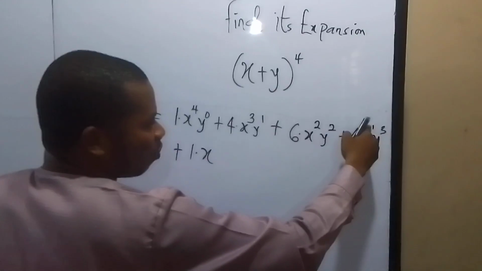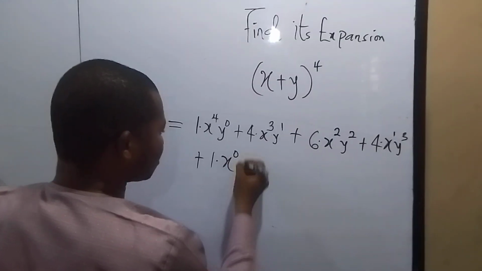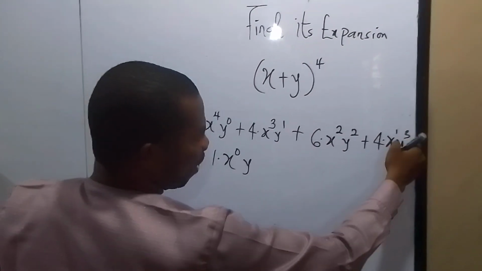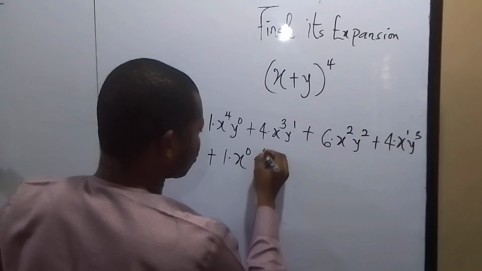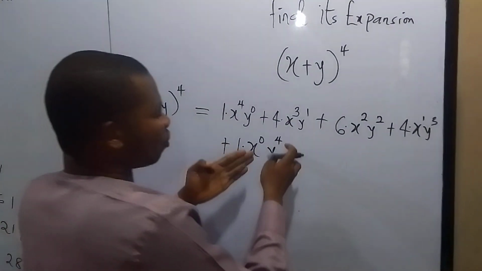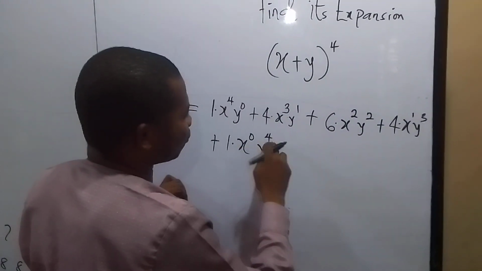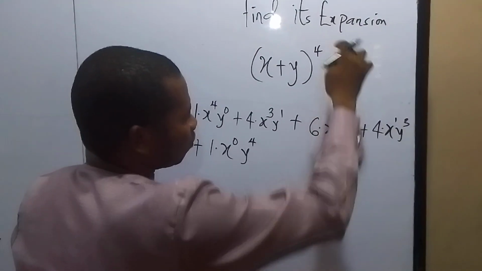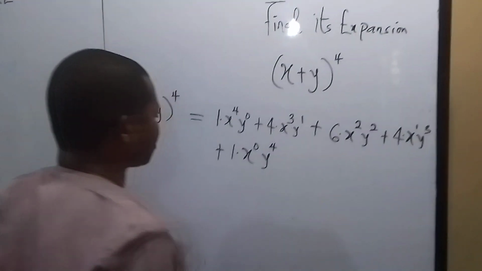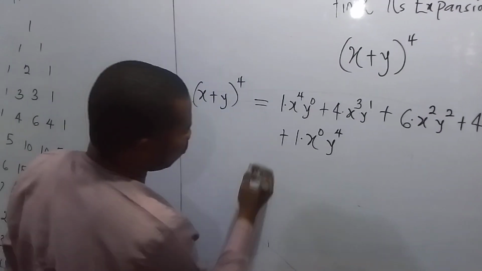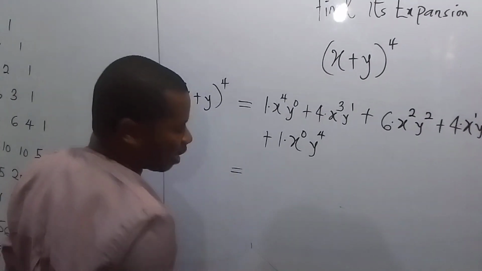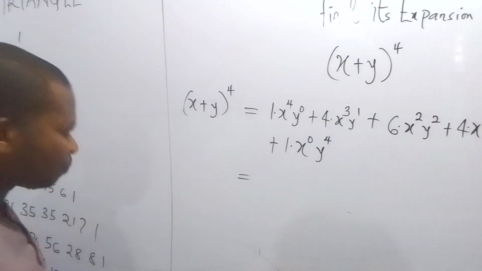This is x raised to power 1 minus 1 from 1, which is 0. Then y, this is y to power 3 plus 1, which is 4. So if you add up, you find out that it's still power 4. 0 plus 4 is still 4. 2 plus 2 is still 4. 1 plus 3 is still 4. And so on and so forth. So once you've done this, you are good to go.